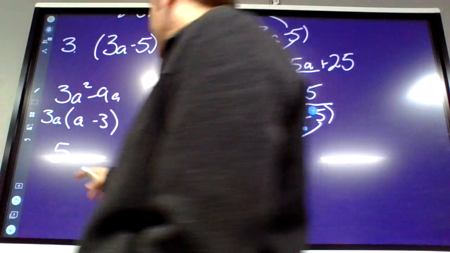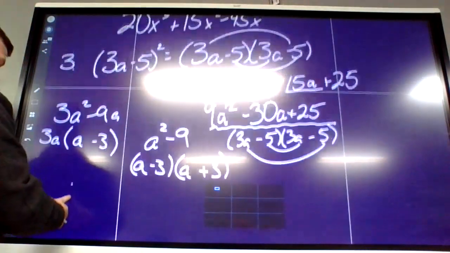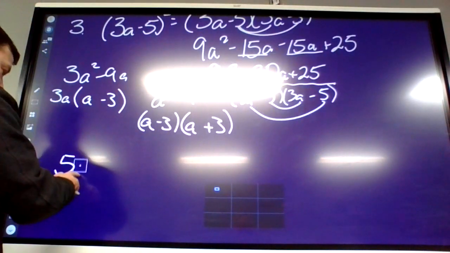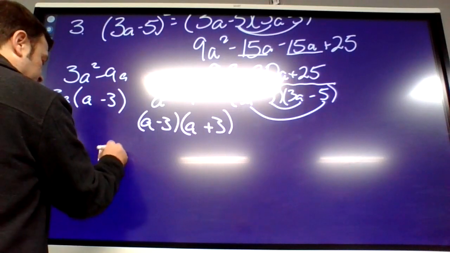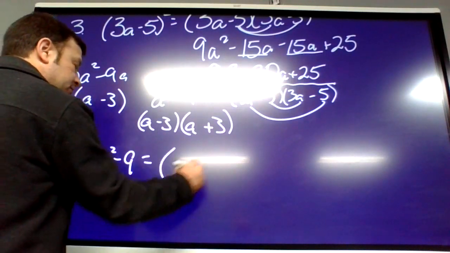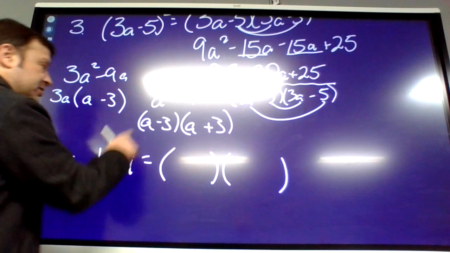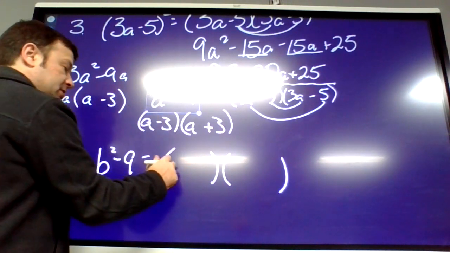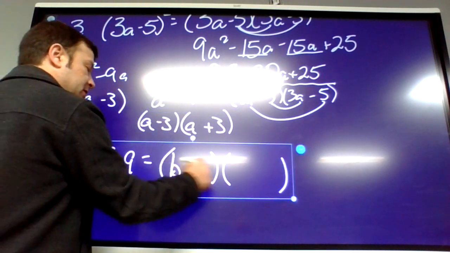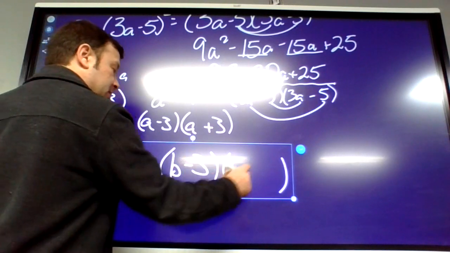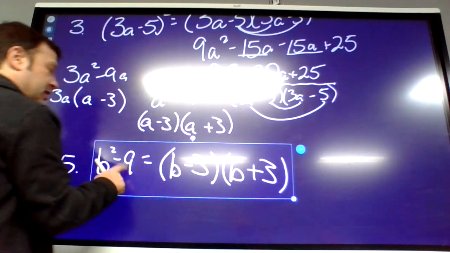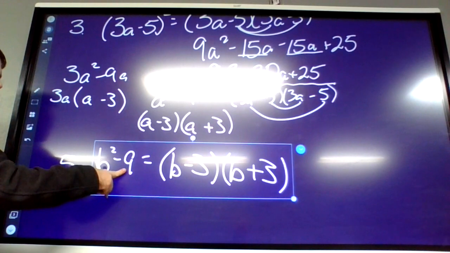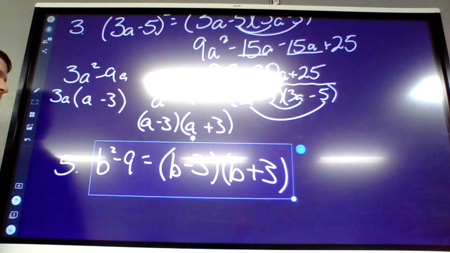So in 5, it's b squared minus 9, which I kind of accidentally did as an example. How is b squared minus 9 going to factor? It's a square minus a square. What goes into b squared? B and b. What goes into negative 9? 3 and negative 3.